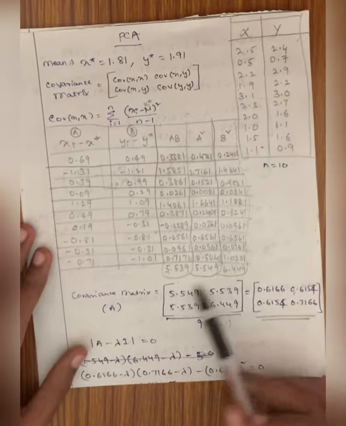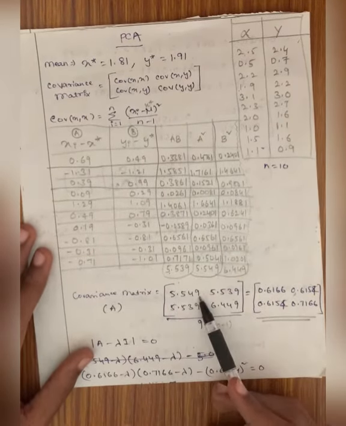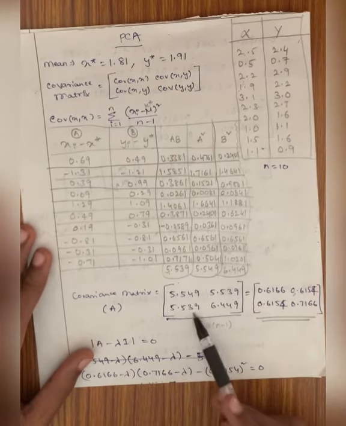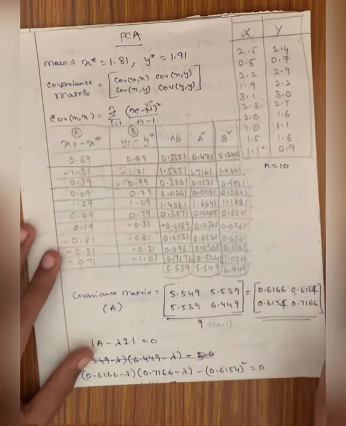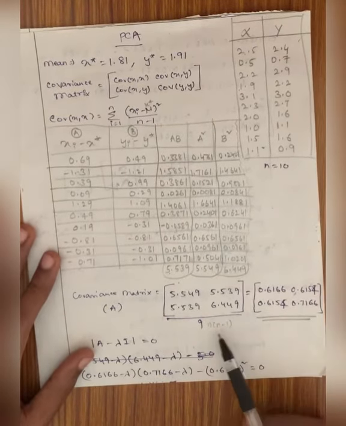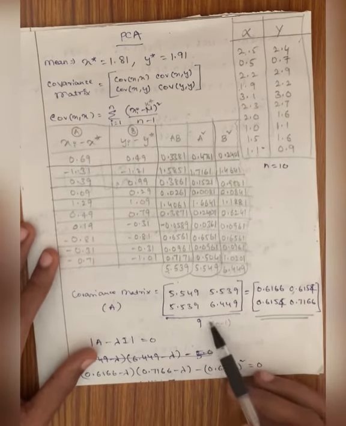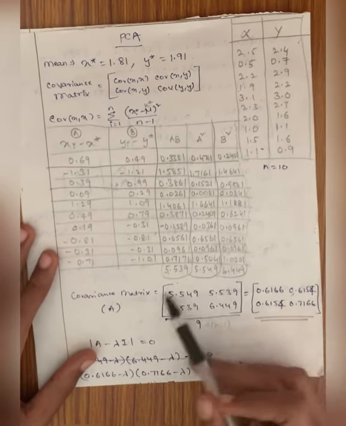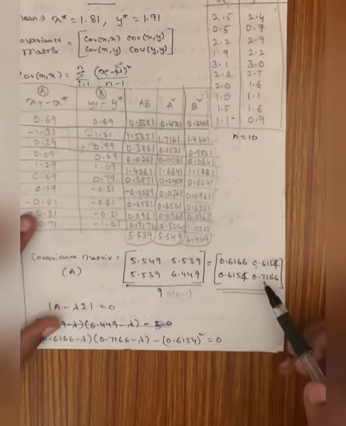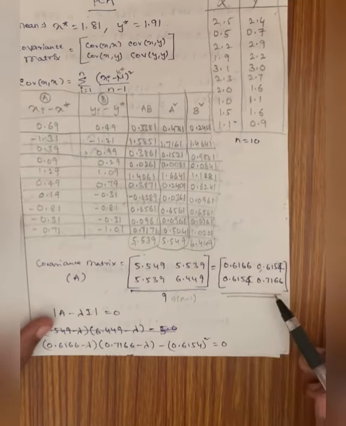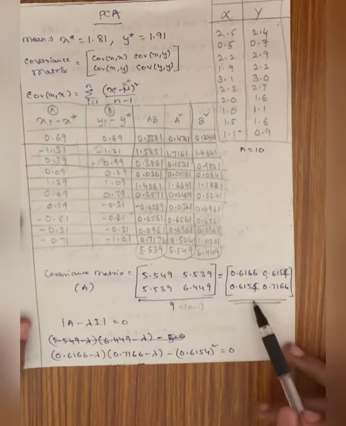These are the values. We have substituted each and every covariance: this is covariance of x comma x, this is x comma y, this is x comma y, and this is y comma y. So we have calculated the covariance of each of them, and finally we are dividing them by n minus 1. Here n is equal to 10, so n minus 1 is 9, and we are dividing the covariance matrix by that. The final output would be 0.6166, 0.6154, 0.6154 and 0.7166. After this procedure, we have got our final covariance matrix.